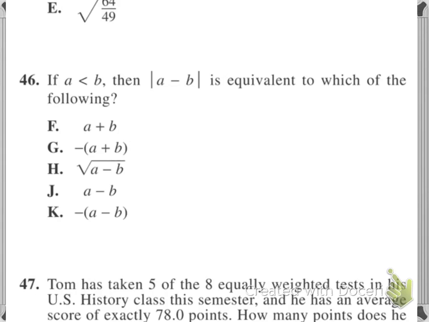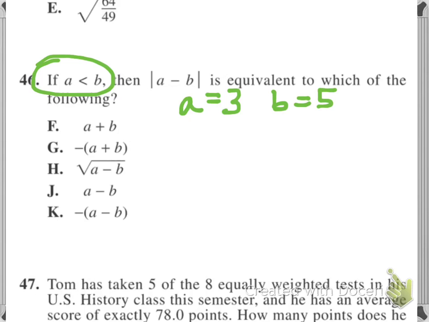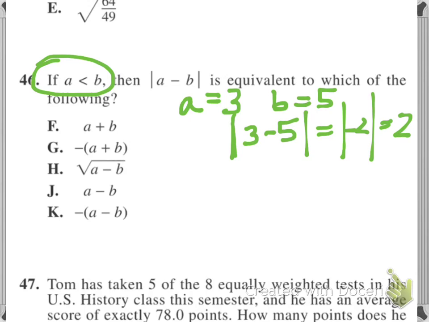Again, I know it's a plug-in numbers problem because it's qualifying right there. It's telling me what kind of integers we have. It says I need to pick an A that's less than B. So how about I start out with A is 3 and B is 5. Now I don't want to pick really big numbers here. I want to pick something fairly simple. So if A is 3 and B is 5, then the absolute value of A minus B is 3 minus 5, which is the absolute value of negative 2, which is positive 2, because all absolute values are positive.